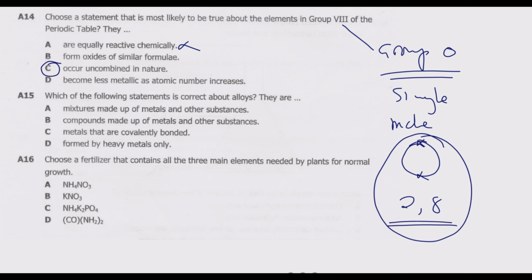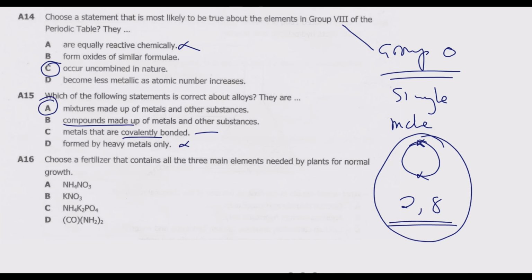Number 15. Which of the following statements is correct about alloys? They are mixtures made up of metals and other substances, which is true. Alloys are mixtures. They are not compounds, but they are just mixtures. So B is not true. Metals that are covalently bonded, no. Covalent bonding mostly occurs between non-metals. Formed by heavy metals only, no. So A is the best answer.